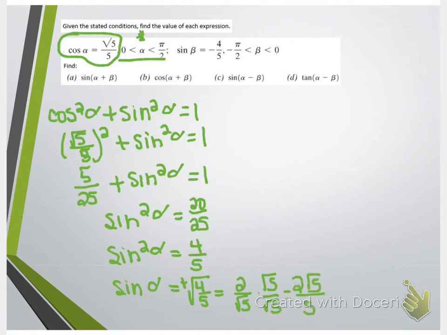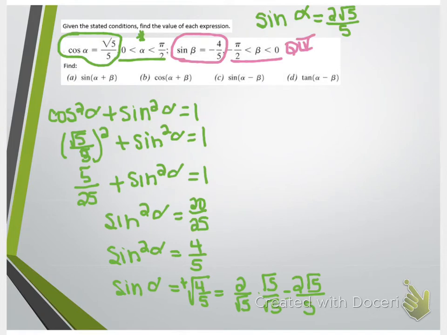All right, so I'm going to come up here and write this because I'm going to have to erase some stuff because I'm going to run out of space. So I've got that the sine of alpha is 2 root 5 over 5. Okay, so now, I got the sine of beta. It's negative 4/5. And where is this? It's quadrant 4, right?